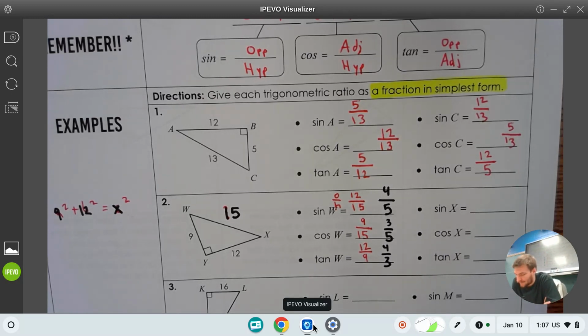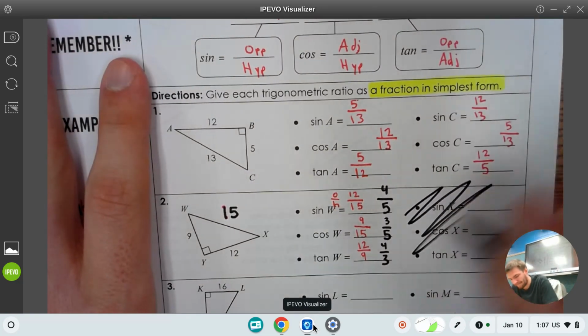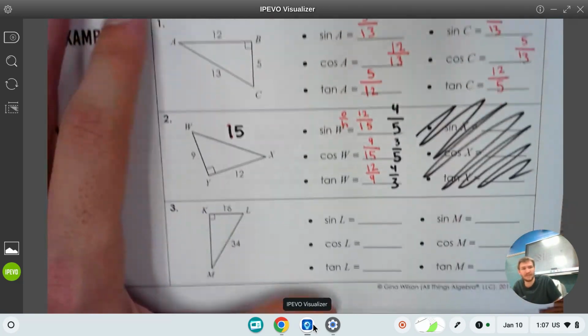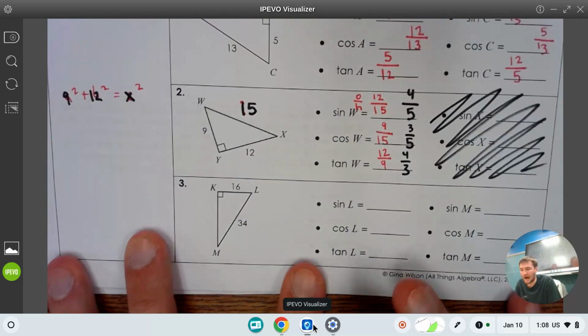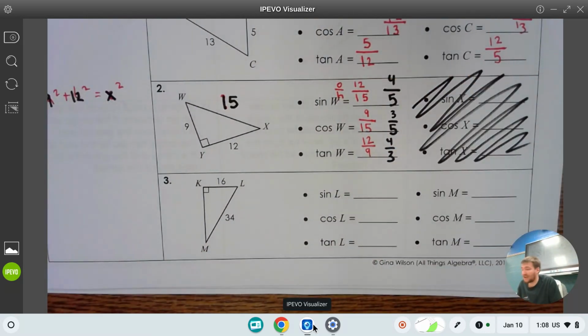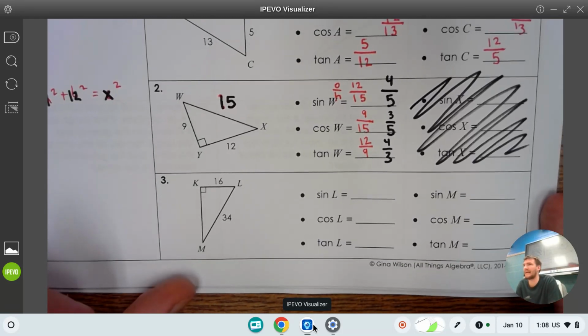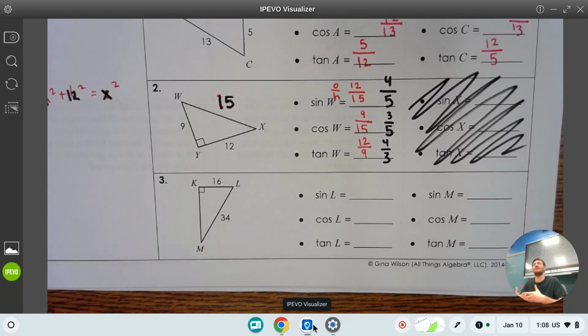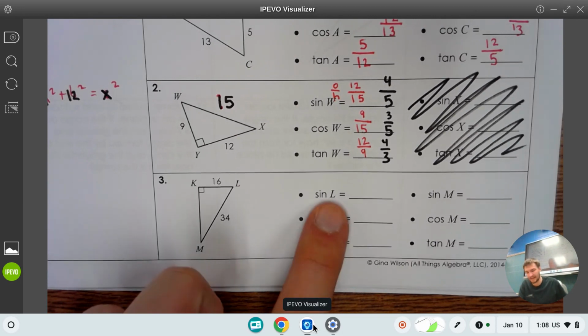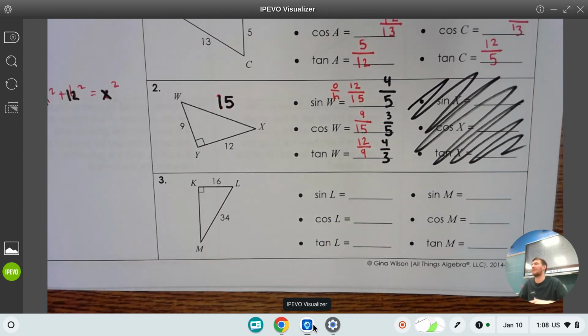All right, here's what we're going to do. I think we get it. I'm going to give you some time now to try number 3. See as far as you can get. Start it off, use the Pythagorean theorem. That's how you're going to find your missing side. And then consider that you're standing at angle L. Grab it, make your fraction. Grab it, make your fraction.